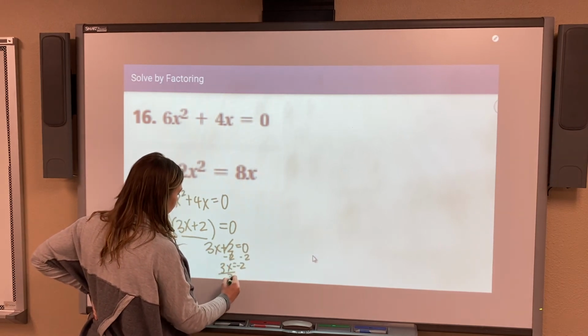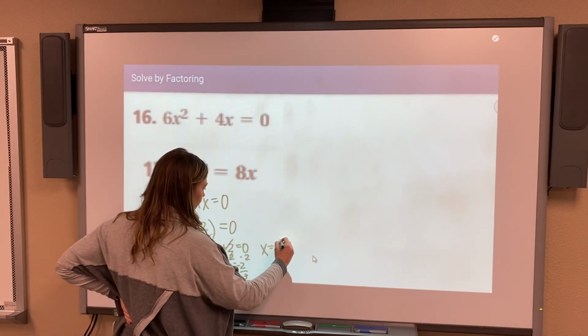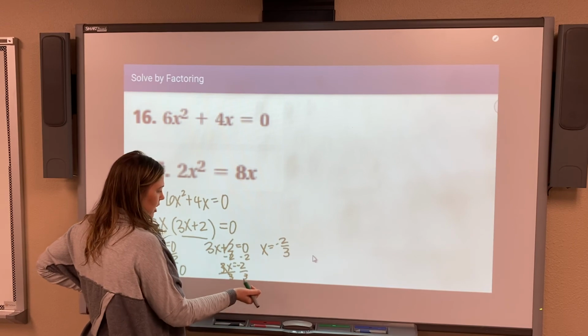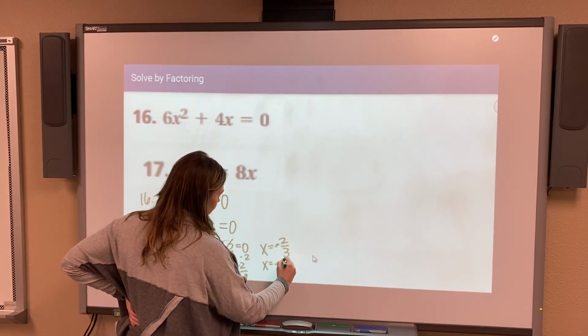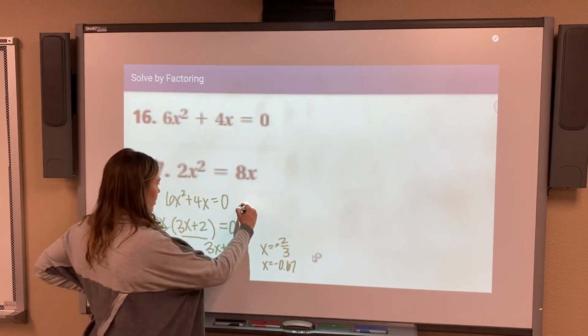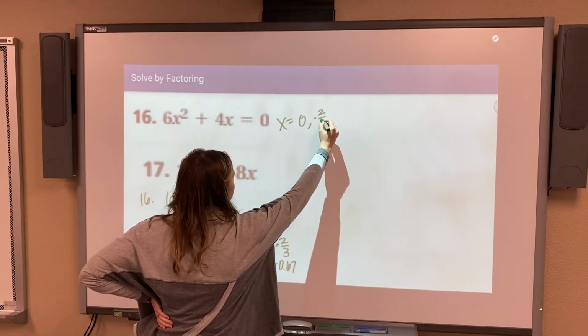So here we have our first fraction. x is equal to negative 2 over 3. I'm not sure on Math Excel if it wants the fraction or the decimal. You can also say negative 0.67, rounded to the nearest hundredth. So our x's here are 0 and negative 2/3.